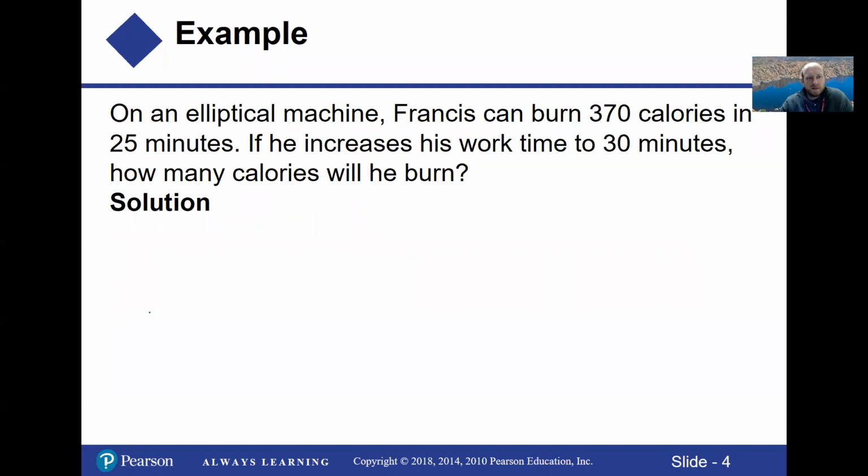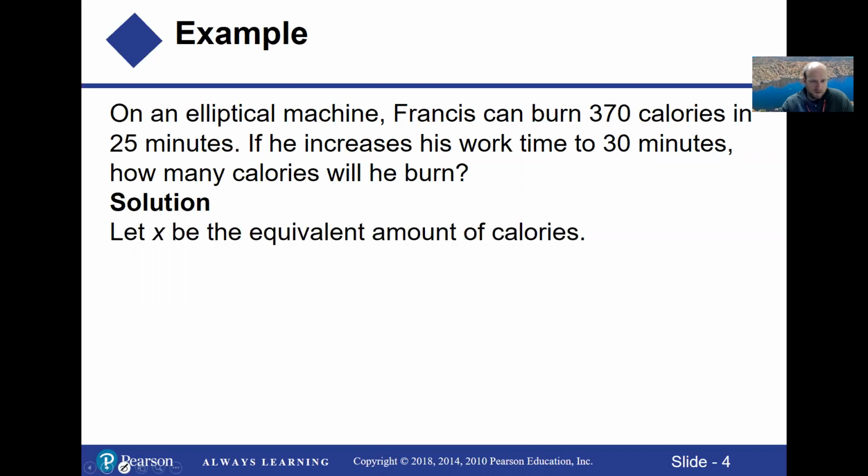So for example, if I have an elliptical machine, Francis can burn 370 calories in 25 minutes. If he increases his work time to 30 minutes, how many calories will he burn? What we can do is set up a proportion. We can let X equal the amount of calories. I can take minutes divided by calories, and set it equal to 30 minutes divided by calories.